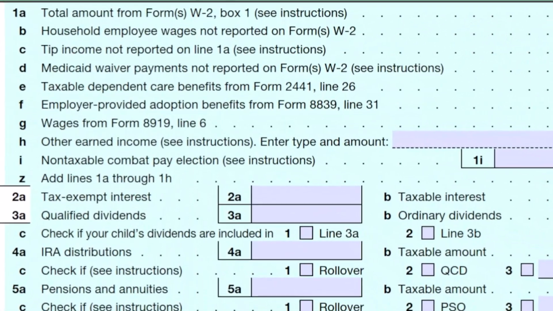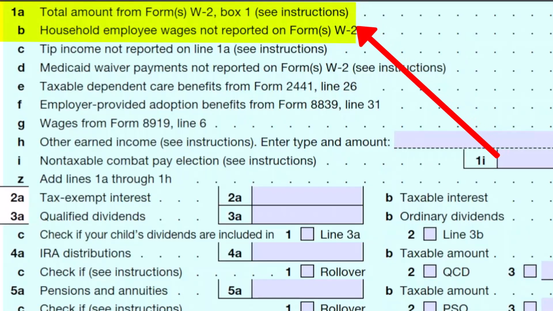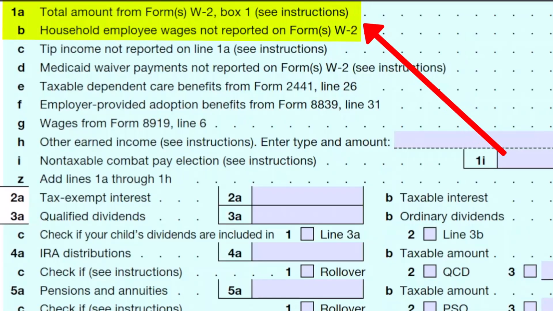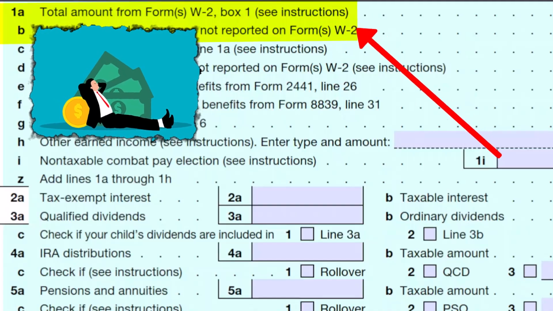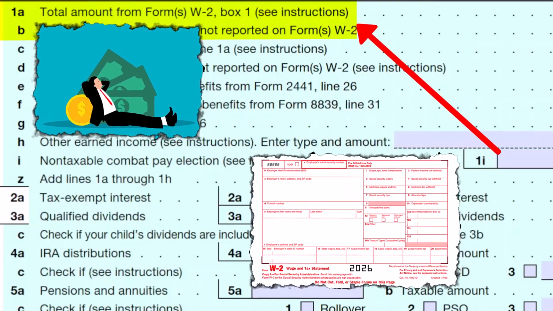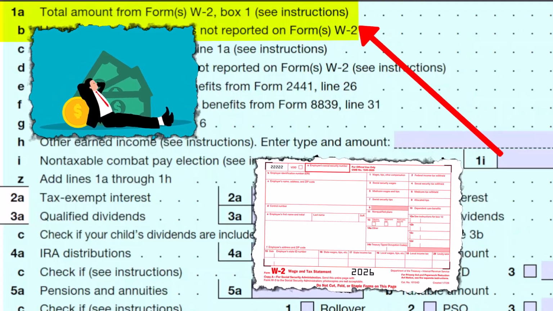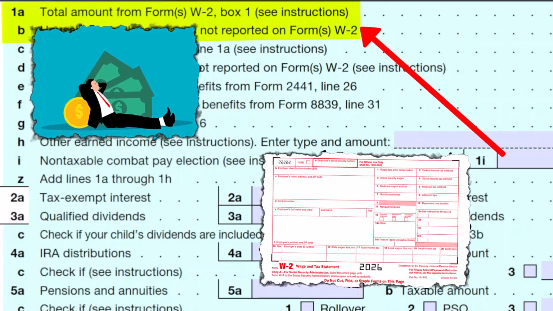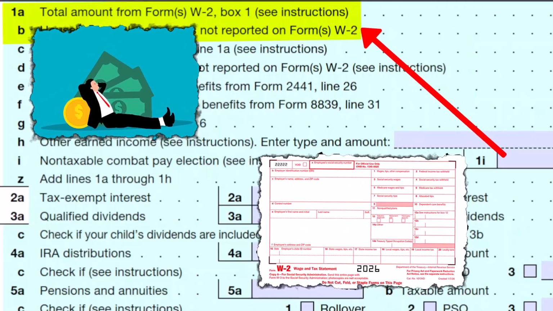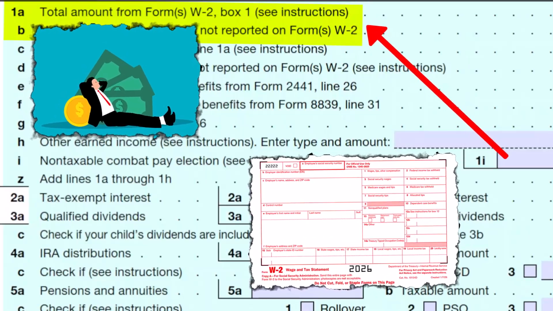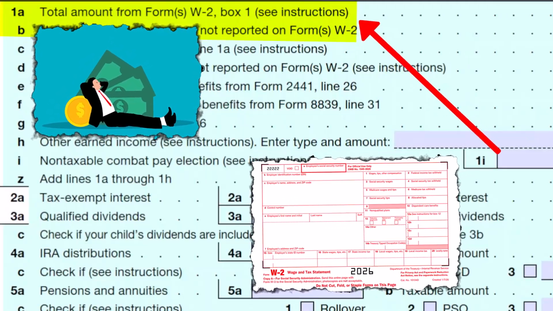We should understand that line 1A is the primary entry point for your earned income. It captures the total wages, salaries and tips reported in box 1 of all your W-2 forms. For example, if you have two jobs and your W-2s show $30,000 and $20,000, you enter $50,000 on this line. This figure represents the gross pay that is subject to federal income tax.